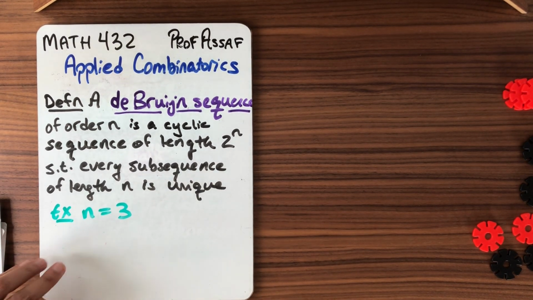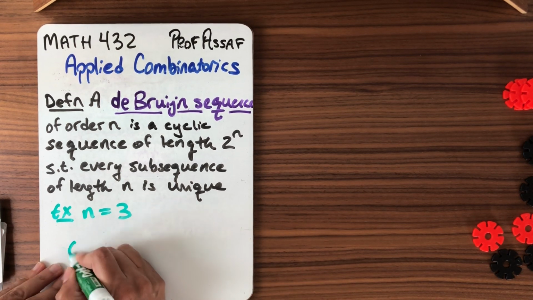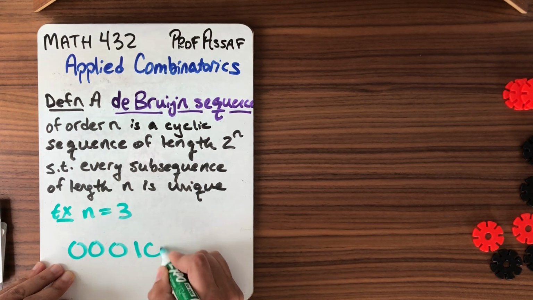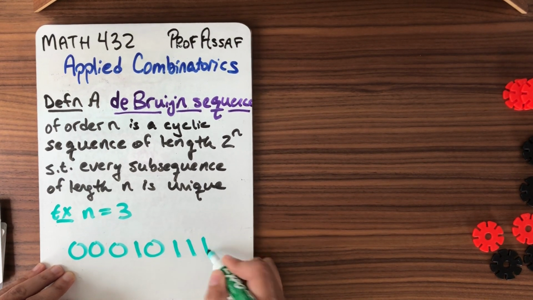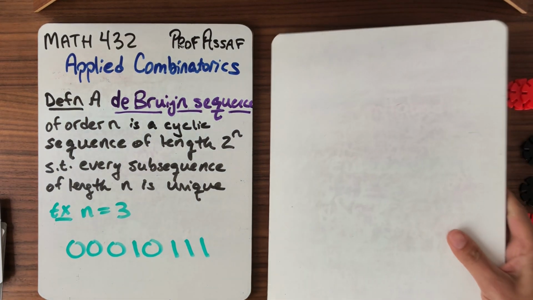I claim the following is a De Bruijn sequence of order 3: 0, 0, 0, 1, 0, 1, 1, 1. Now, why do I claim this is a De Bruijn sequence of order 3? Well, let's look at it.